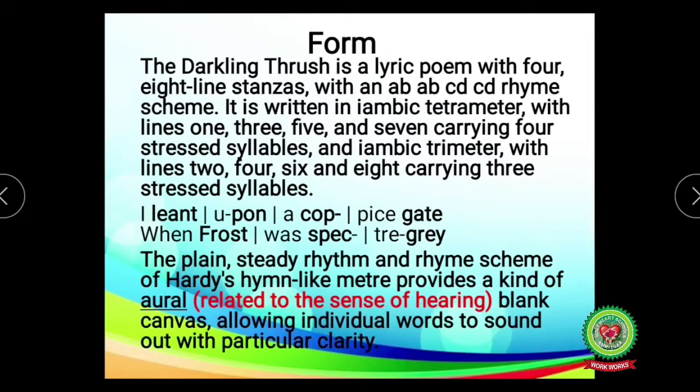Now let's read further. The plain steady rhythm and rhyme scheme of Hardy's hymn-like meter provides a kind of oral blank canvas allowing individual words to sound out with particular clarity. Underline the word oral and write down related to the sense of hearing. So, as the same rhythm is followed throughout the poem, something that is found in hymns, this steady rhythm allows us to read or hear each word with clarity.